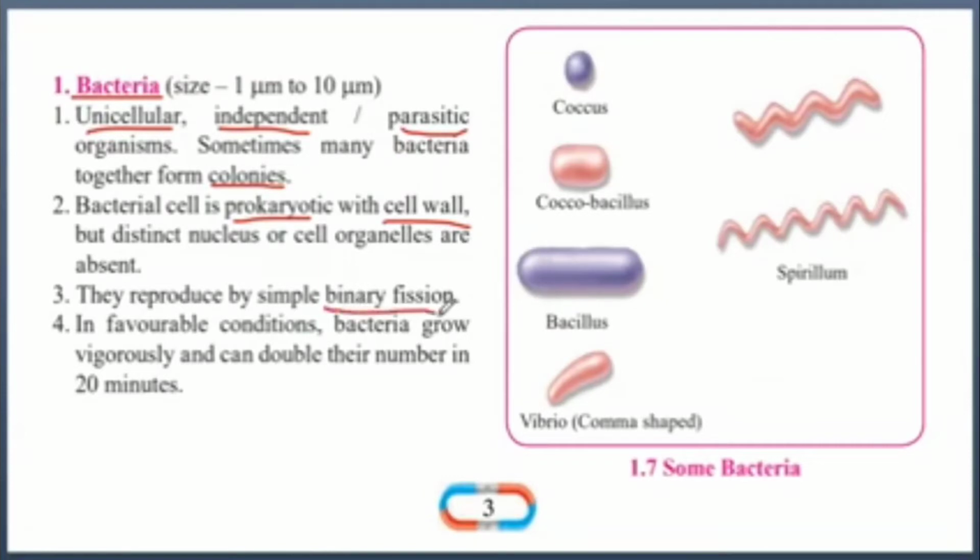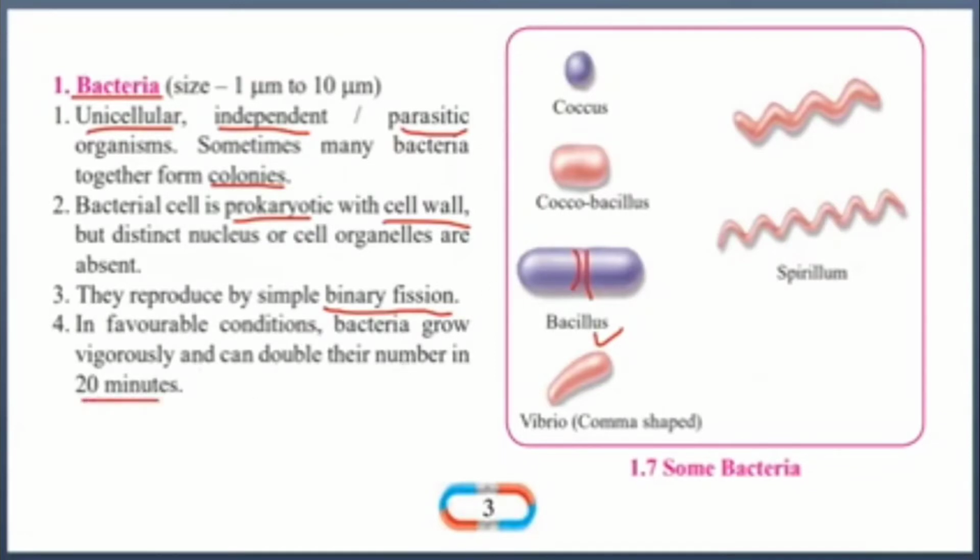So what is binary fission? Binary fission is when one cell, let's take this example of this bacillus, will divide into two, and that will form two different bacteria. In favorable conditions, bacteria grow vigorously and can double their number every 20 minutes.